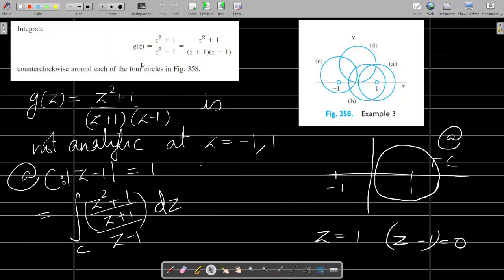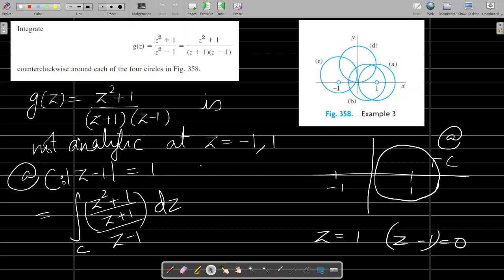Now we will be evaluating this question, that is, integrate the function z square plus 1 by z square minus 1 counterclockwise around each of the 4 circles given in this figure here. The function is z square plus 1 by z square minus 1, which can actually be rewritten as z square plus 1 by z plus 1 into z minus 1. The denominator can be simplified into z plus 1 into z minus 1.